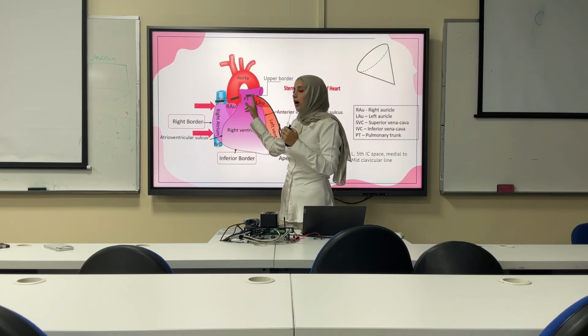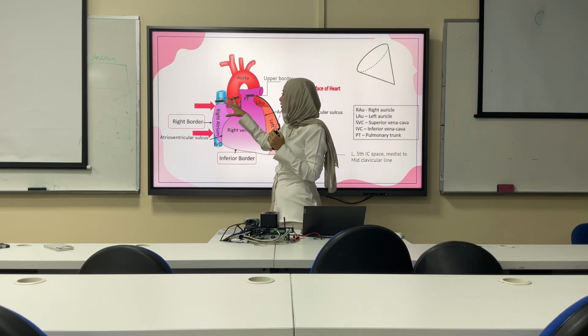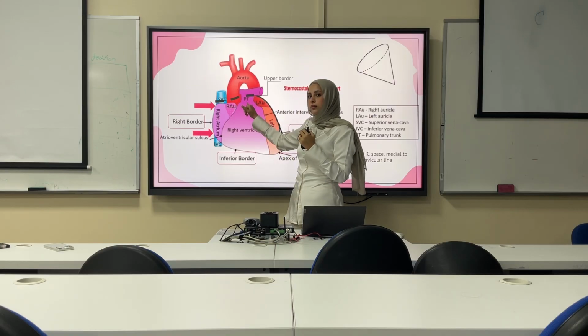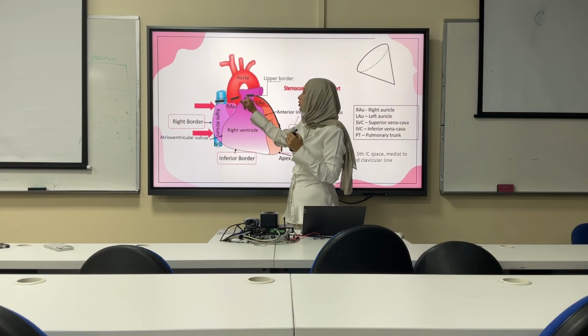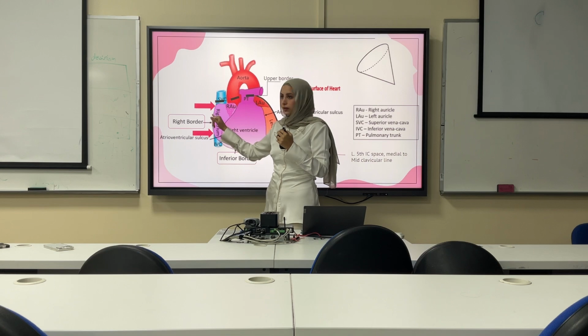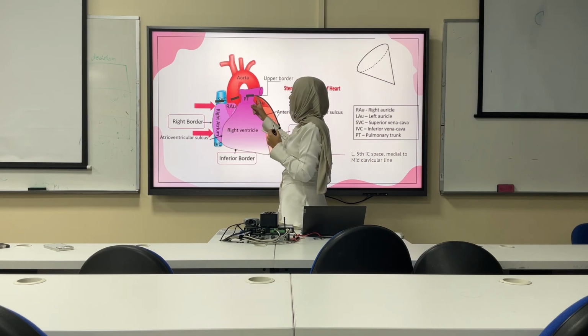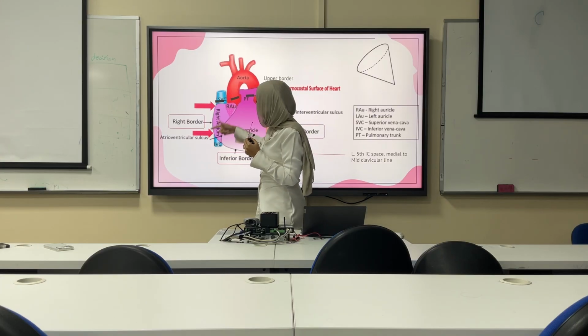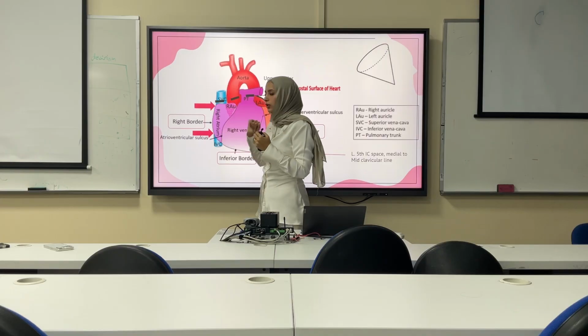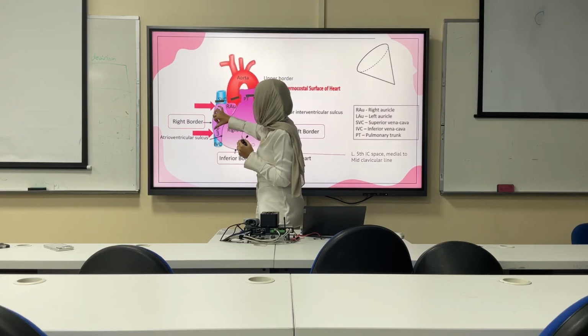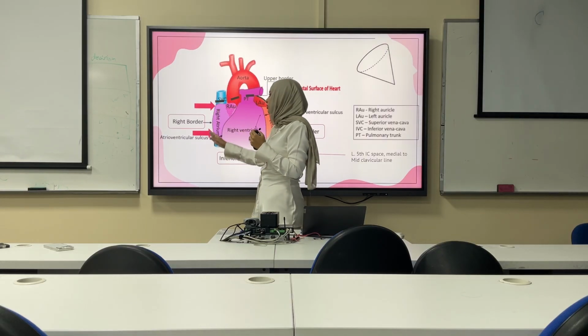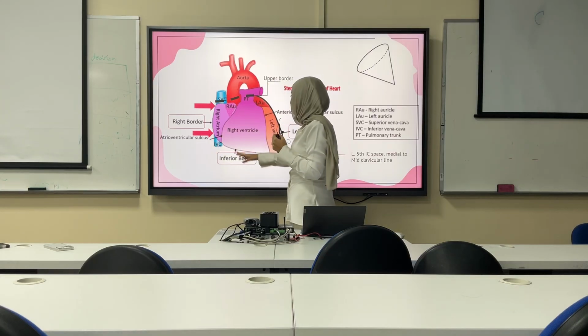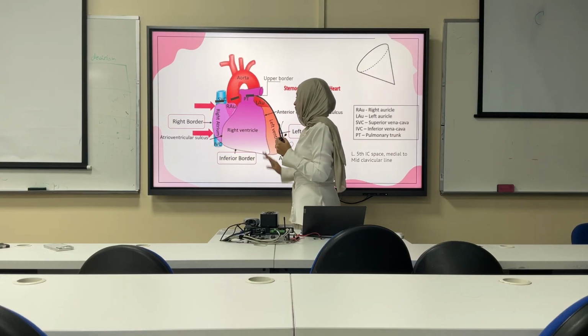And then we have the upper border. You can see here it's a bit hidden by the pulmonary trunk, the aorta and the superior vena cava, right? But this is where it is basically. And then here, the right border: you can see it's in between the opening for the superior vena cava and the opening for the inferior vena cava, so this area exactly. So it's of course just the right atrium. And then we have the inferior border, mainly made by the right ventricle.